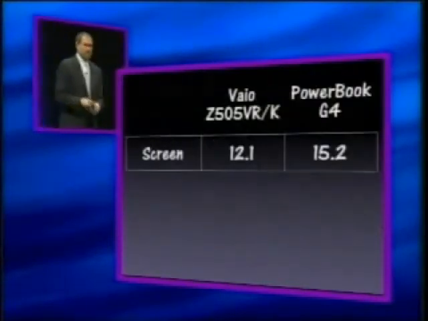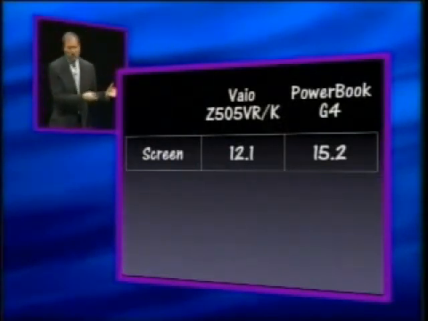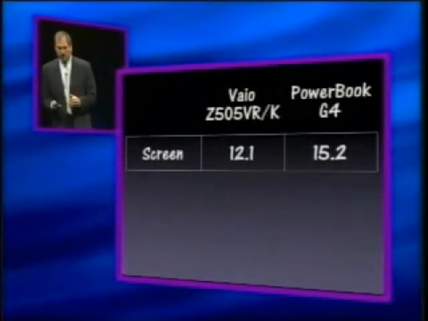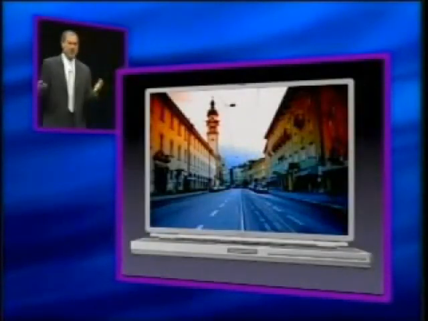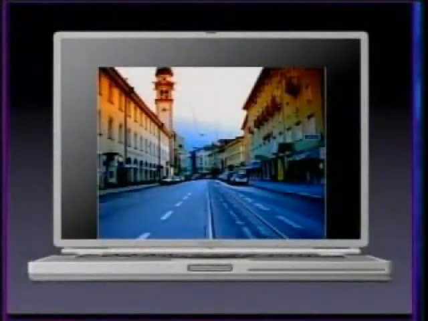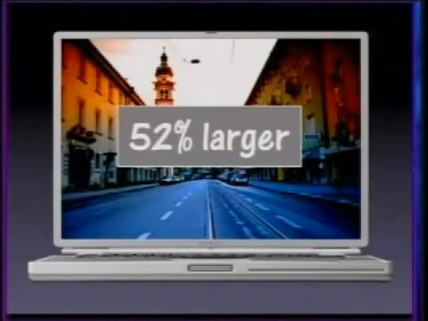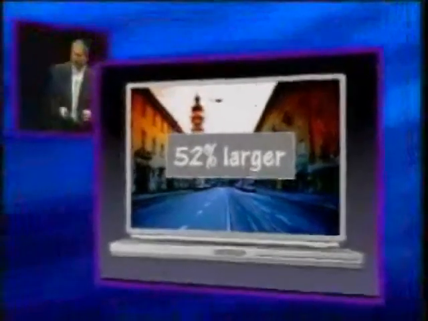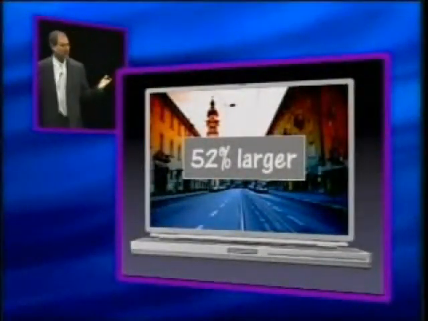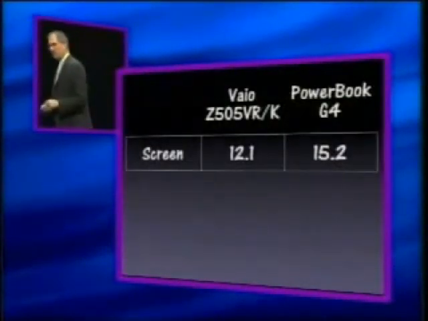Well, we start off with one of the hottest Vaios, and we say, let's compare the screen size. Well, they have a 12-inch screen. We have a 15.2-inch screen. So if you take the PowerBook screen and you say, how small is the Vaio? It's that small, right? That's it. That's the PowerBook. That's the Vaio, right? The PowerBook screen is 52% larger than the Vaio screen in display area. 52% larger. So 12.1 to 15.2.